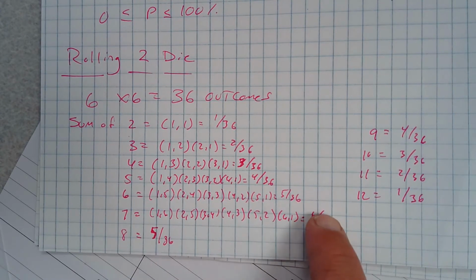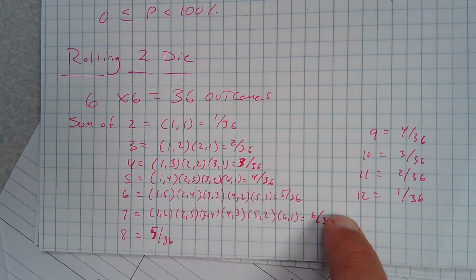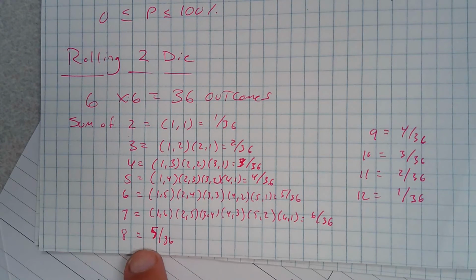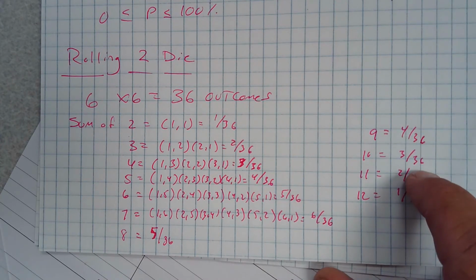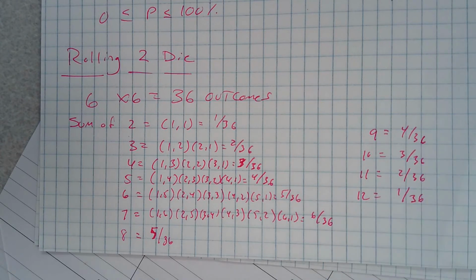So if you think about gambling and the game of craps, what don't you want to roll the first time? A 7. Why do they make it 7? Because that's the number that comes up the most often. And then it goes down again. Probability of rolling an 8 is 5 out of 36. A 9 is 4 out of 36. 10 is 3 out of 36. 11 is 2 out of 36. And 12 is 1 out of 36.